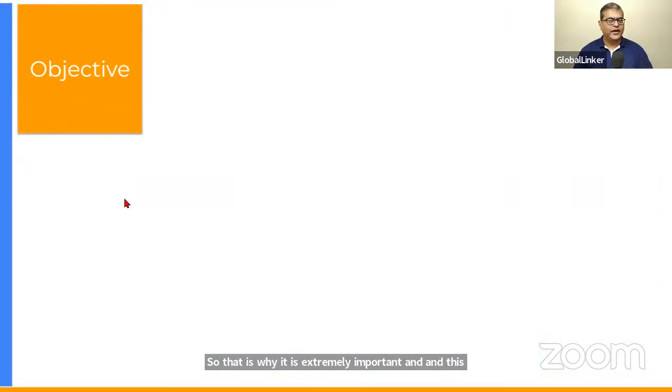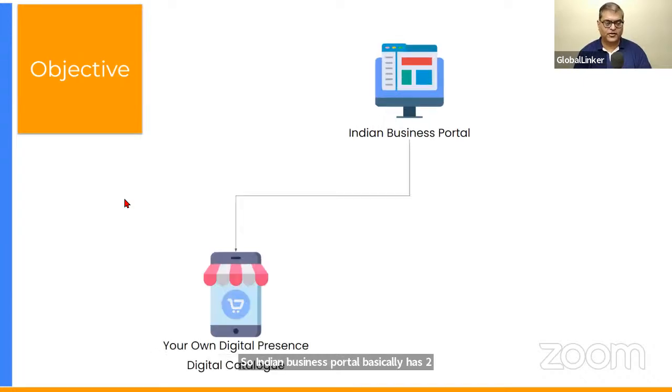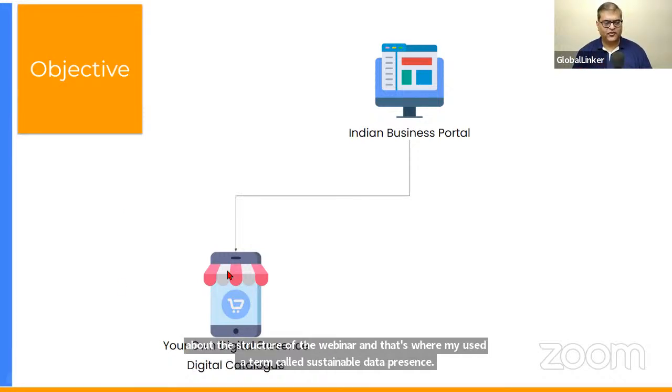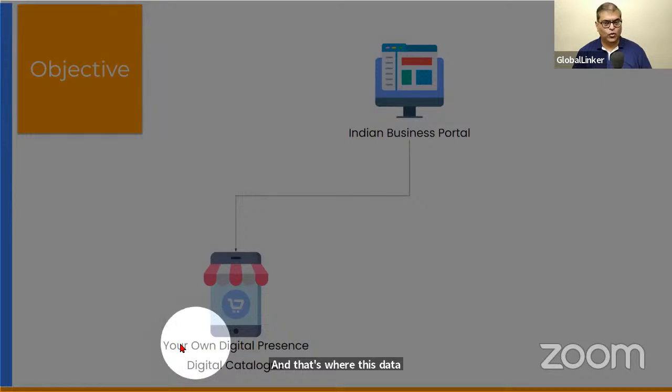So Indian Business Portal basically has two objectives, and what are those two objectives? The first one is to help you create your own digital catalog. Now, if you were present when we initially started, in the first few minutes, we were discussing the structure of the webinar, and that's where I used a term called sustainable digital presence, and that's where this digital presence, which you are seeing here, comes into the picture.